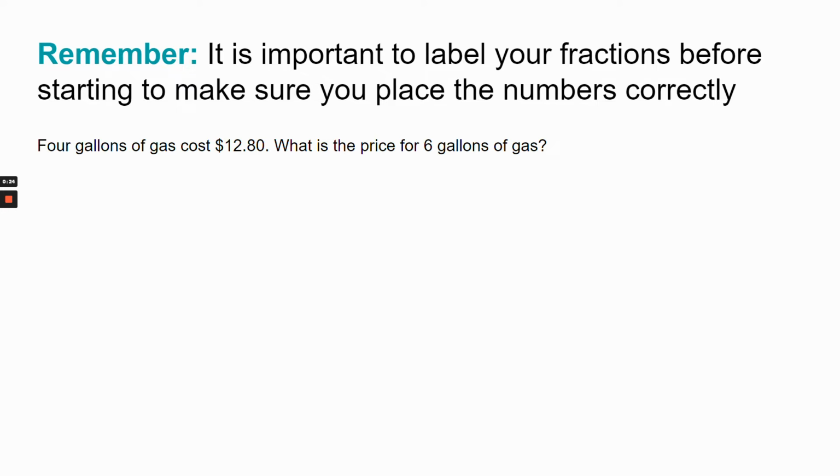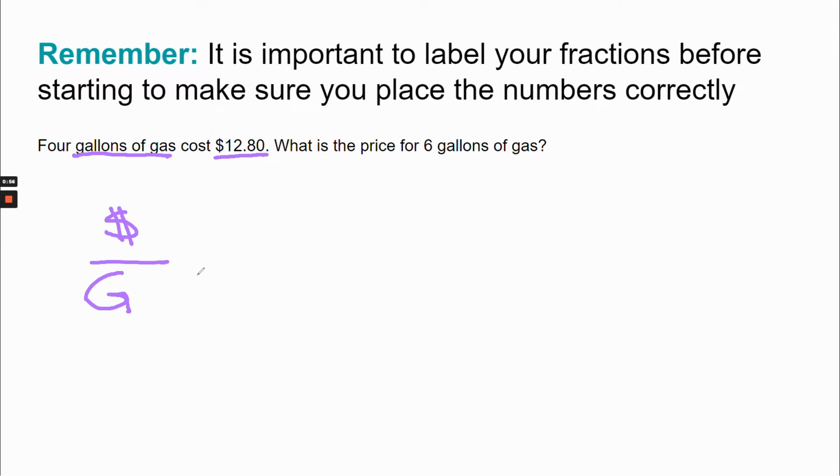The first problem we're going to look at says 4 gallons of gas cost $12.80. What is the price of 6 gallons of gas? So when we're looking at proportion problems, we need to think about what two things we are comparing. In this particular problem, we're comparing our gallons of gas and our cost. So we're going to put our labels, our money, and our gallons. This will help us ensure that we place everything in the correct spots.